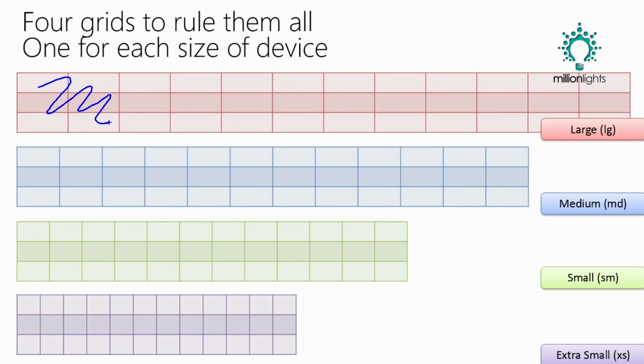But when we get down to a very small device, and this would be a phone down here at the very bottom, and I decide I'm only going to take up 2 columns, that's pretty small. That's only 1/6 of your phone screen, as opposed to 1/6 of your monitor screen.